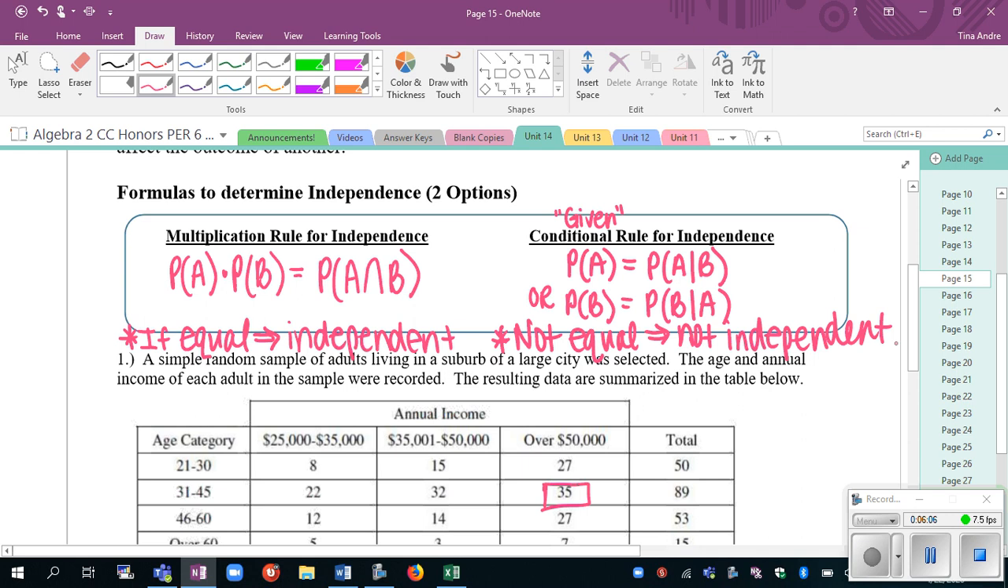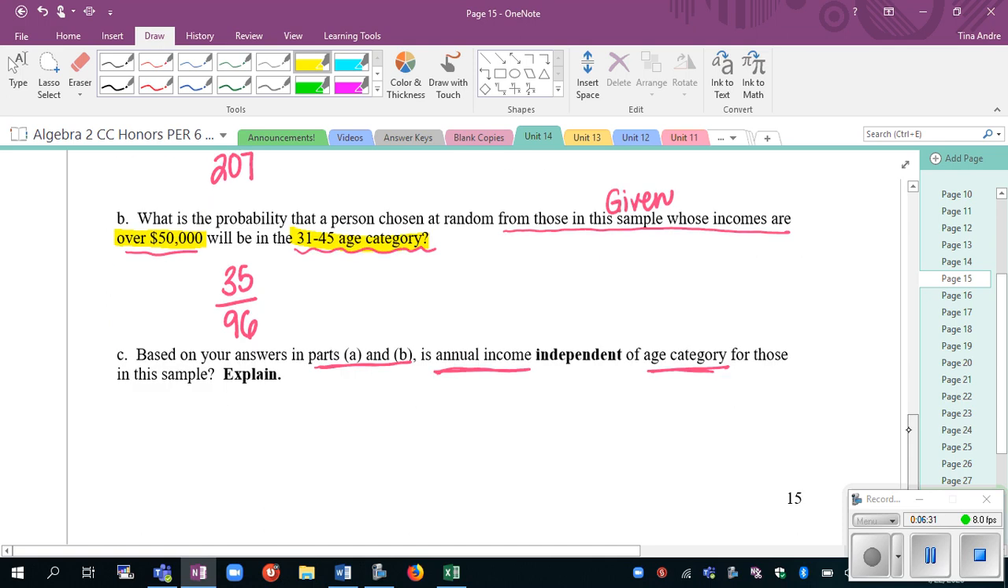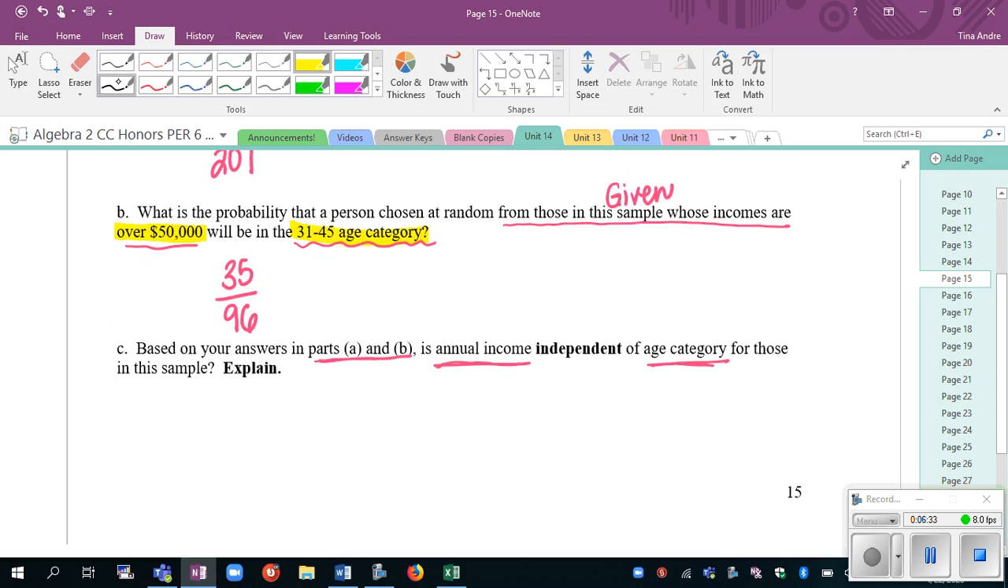And use one of these two formulas to test it. Since this problem says to use parts A and B, I'm going to use these two results, the category of 31 to 45 with the over 50,000, because that's what was given to me in the previous parts. If it didn't tell me that, I would pick anything. So I'm going to show you both options for your test. The test for independence is what this is called.